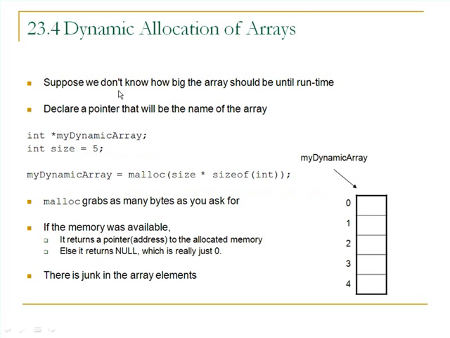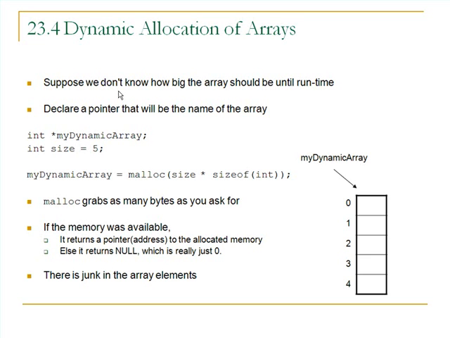Okay, so when we were using arrays up until now, when we declared an array, we had to specify how many elements that array has. So inside the square brackets, we needed to have a constant. That's really inconvenient. Suppose you don't know how big the array should be until the program is running. We haven't had a way until now of doing that.